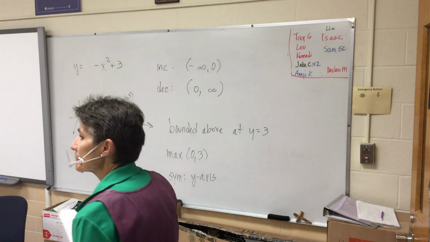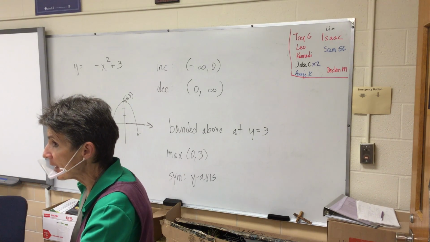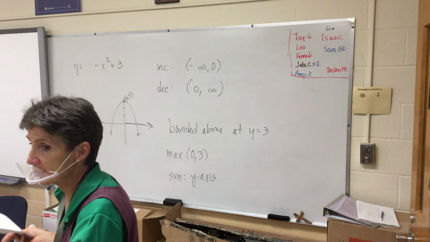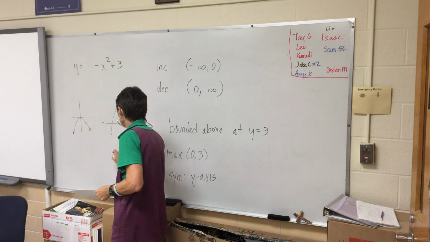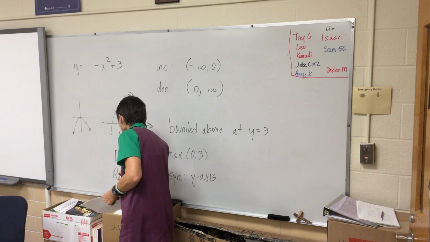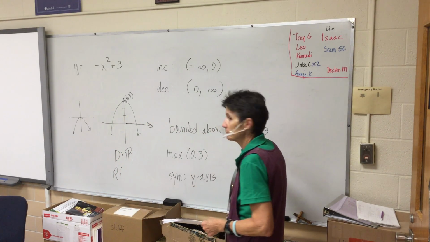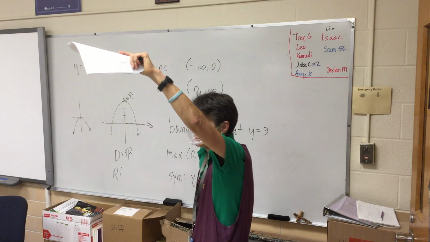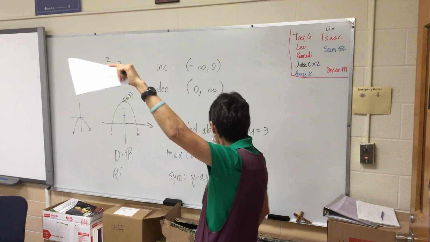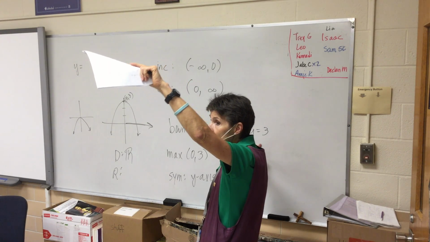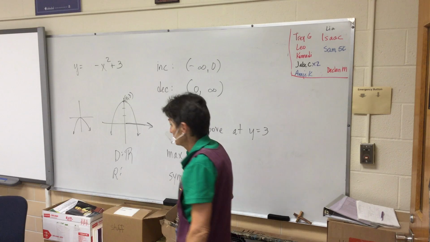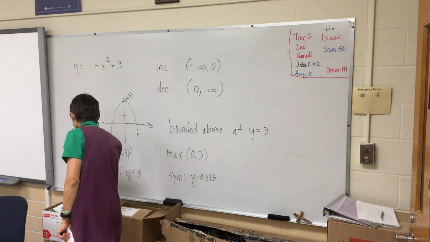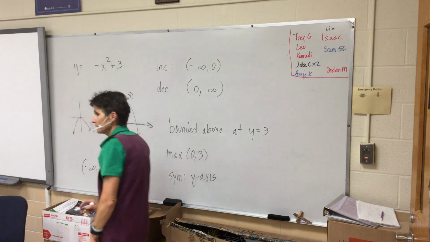How about domain? Now remember, what did I tell you? Does this have a denominator? Does this have a radical? So what's its domain? 99% of the time, its domain is going to be all real numbers. What about its range? Exactly. If you're bounded above at y equals 3, then that means all of your y values are 3 or less. So y is less than or equal to 3. Or if you want to be really good, you'll say negative infinity to 3. That's the way a calculus student would write it.